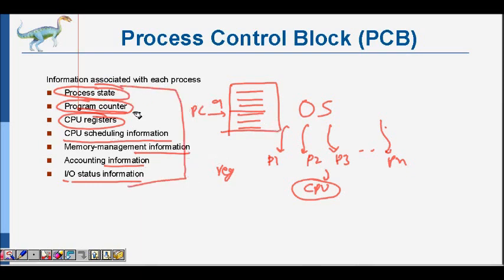All this information needs to be kept somewhere, so that even when the processor changes which process it was executing, when it comes back, it should know where it was.